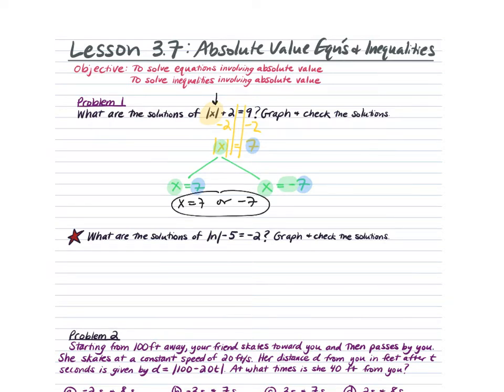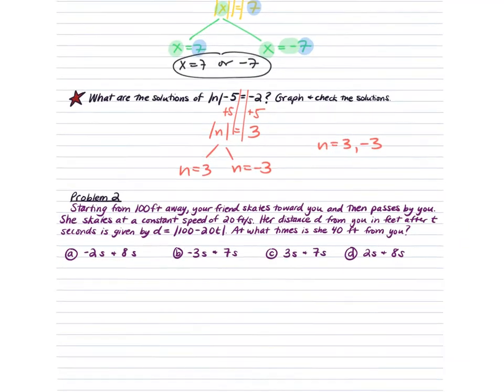Okay, so try this next one on your own. Press pause and then check back for the solution. Okay, here you get either 3 or negative 3. Also, I'm not graphing and I'm not checking these solutions because graphing this is just a dot on a number line. So we're not going to bother doing that until we start doing maybe some compound inequalities. Okay, so moving on to a word problem.